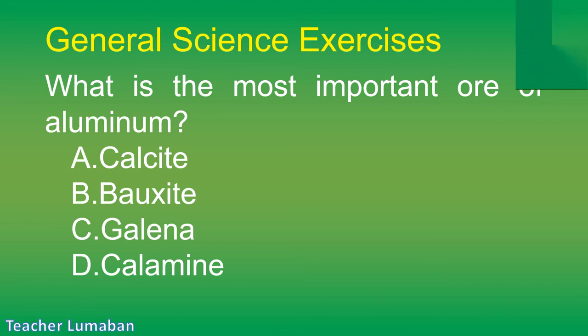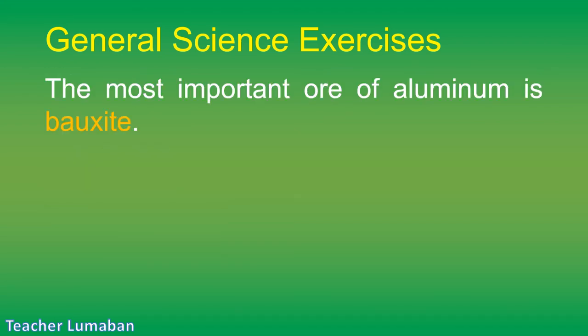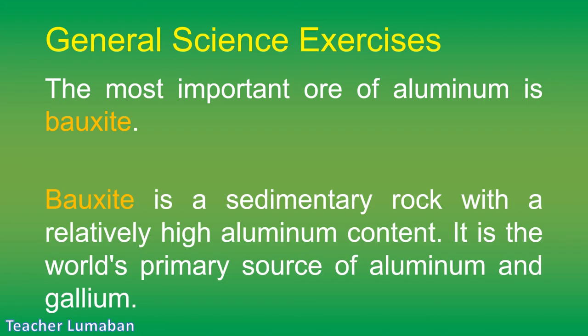The correct answer is letter B, bauxite. The most important ore of aluminum is bauxite. Bauxite is a sedimentary rock with a relatively high aluminum content. It is the world's primary source of aluminum and gallium.